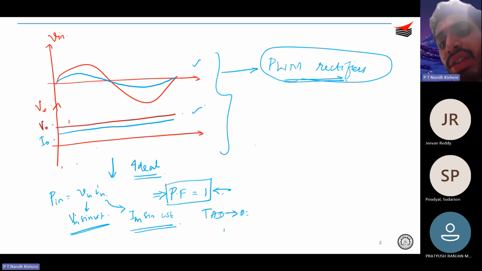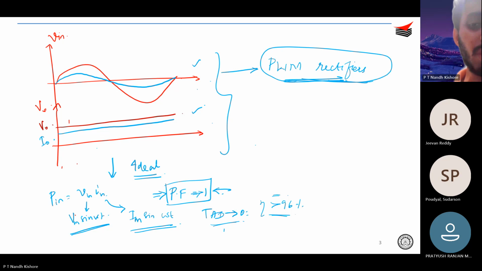But anyway, the idea is if you use PWM rectifiers, you can emulate this. Power factor will tend towards 1 and the THD will tend towards 0. And that's something you want, right? And of course, the conversion efficiency will be above 96%.